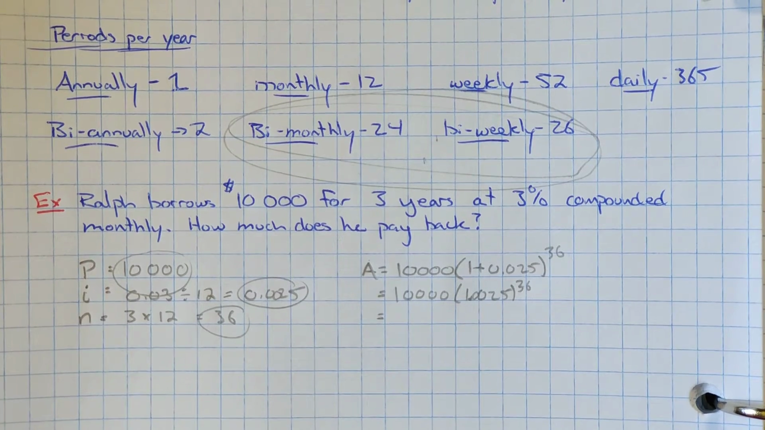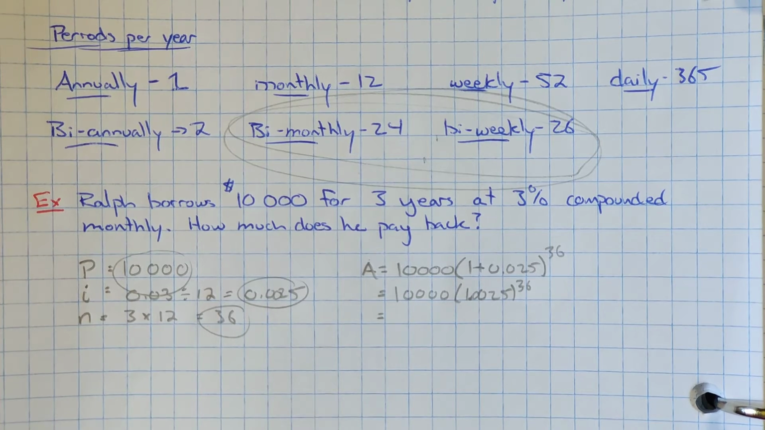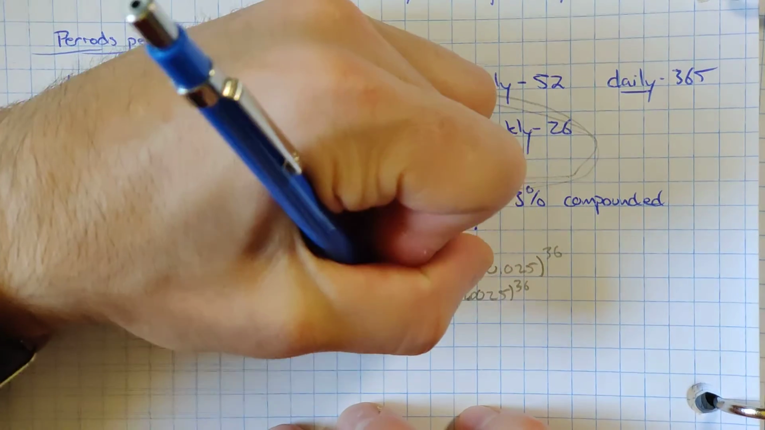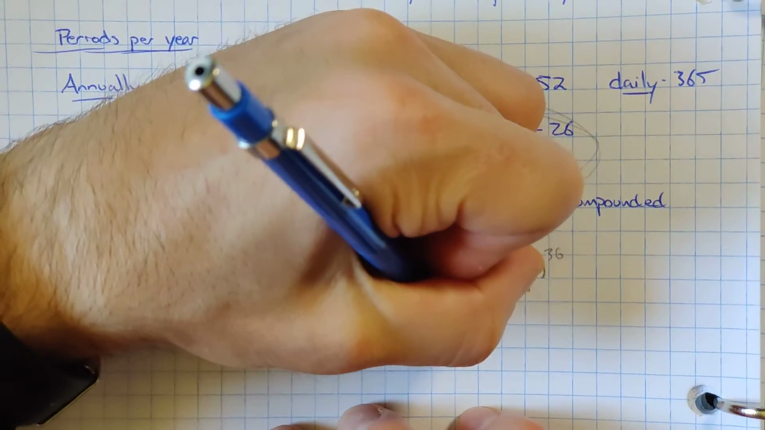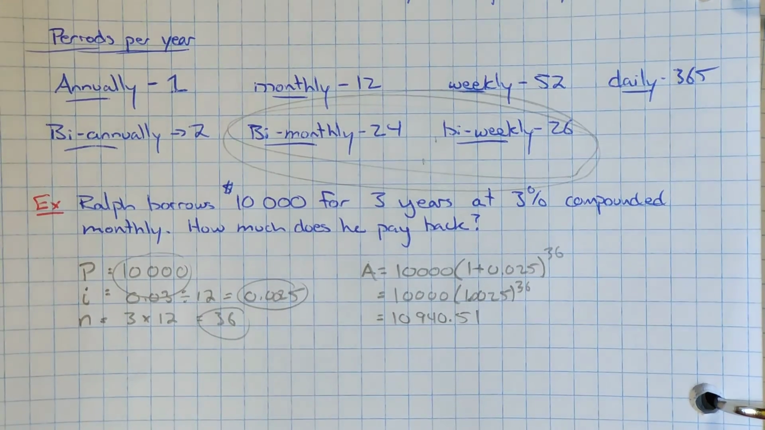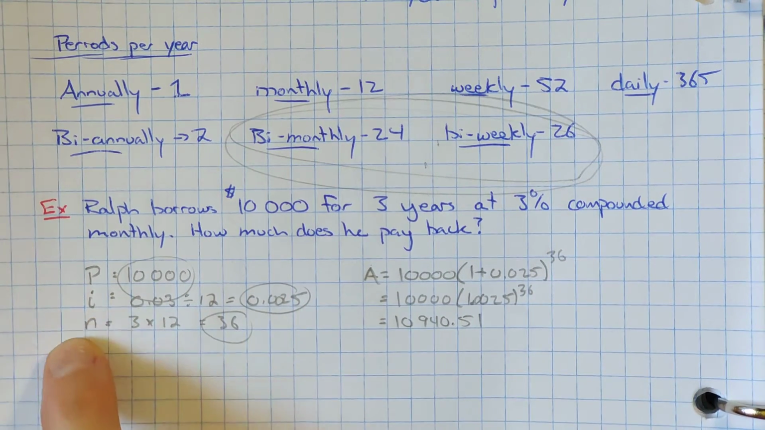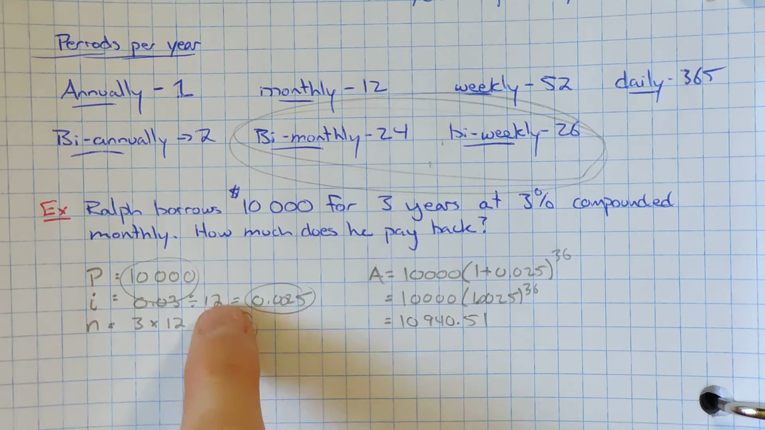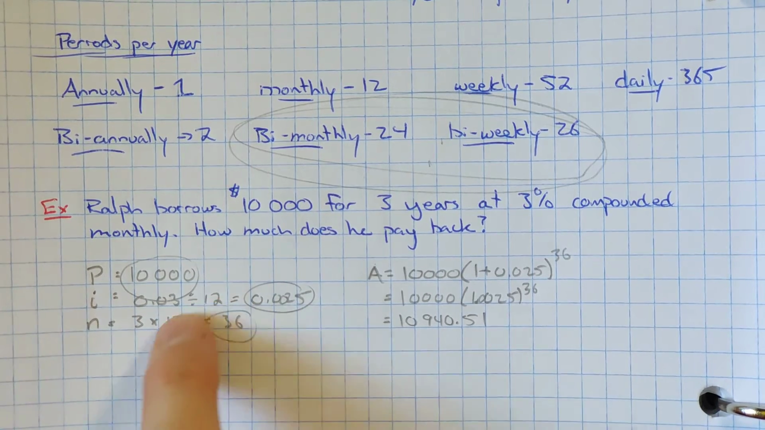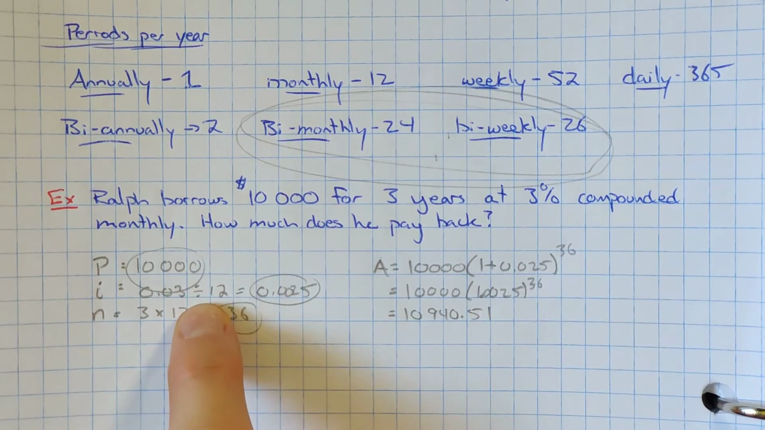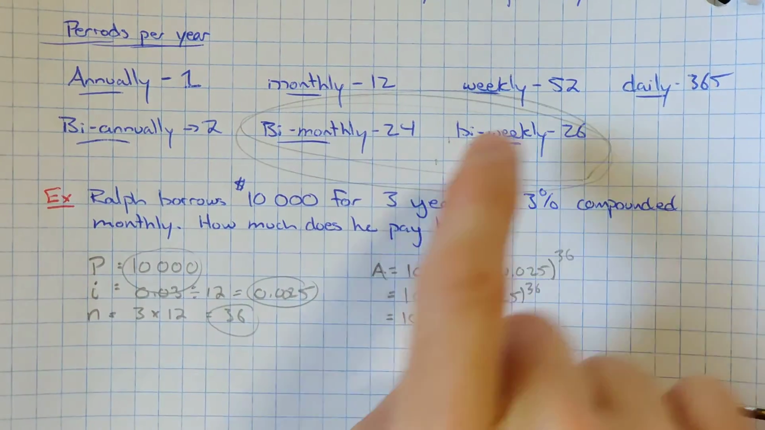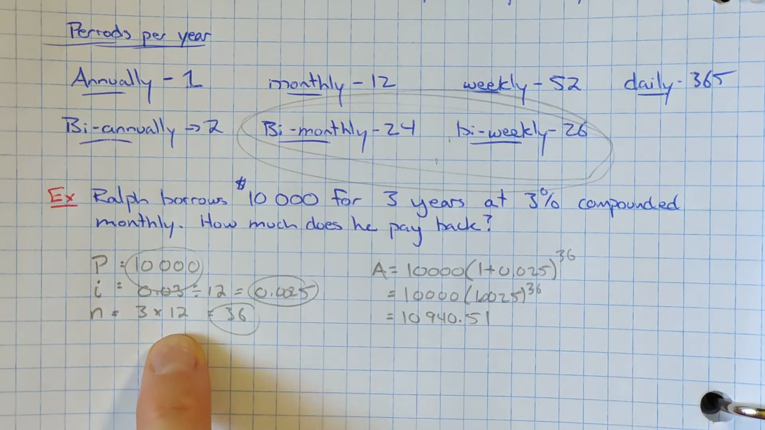So we got 10,000 times 1.0025 to the power of 36 gets us $10,940.51. That's it. The formula is pretty straightforward. The important part that most people have trouble with is the I and the N. Again, I and N are going to be multiplied and divided all the time. Divide I by the number of periods per year. Multiply N by the number of times per year.